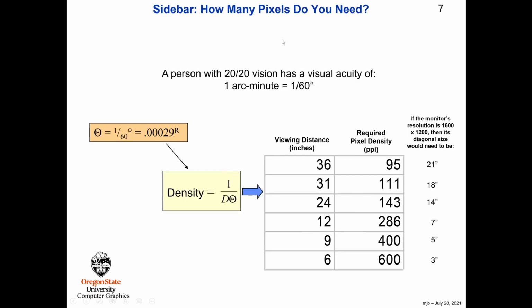Also, how many pixels do you need? It turns out if you have 20/20 vision, your visual acuity is about 1 arc minute, about a 60th of a degree. Now, what is visual acuity? If I put two dots here on the screen and you're looking at them from a normal screen viewing distance, you'll see two dots, but if you stand up and move away and move away and move away, eventually you'll only see one dot. Your ability to distinguish two things is visual acuity.